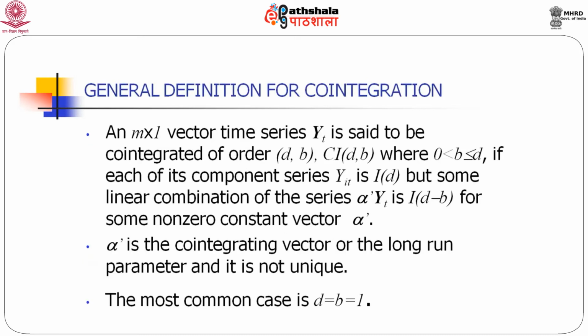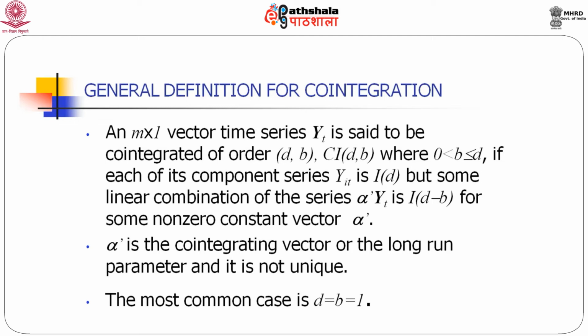Now, come to the general case. You consider an m by 1 vector time series yt. Let us have the idea of co-integration for the general case. An m by 1 vector of time series yt is said to be co-integrated of order d, b, where 0 is less than b is less than or equal to d, if each of the components yit is I(d), but some linear combination of the series alpha prime yt is I(d minus b) for a non-zero constant vector alpha.